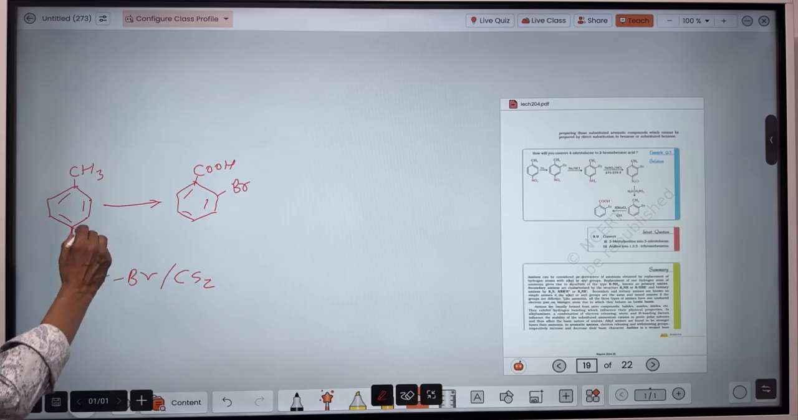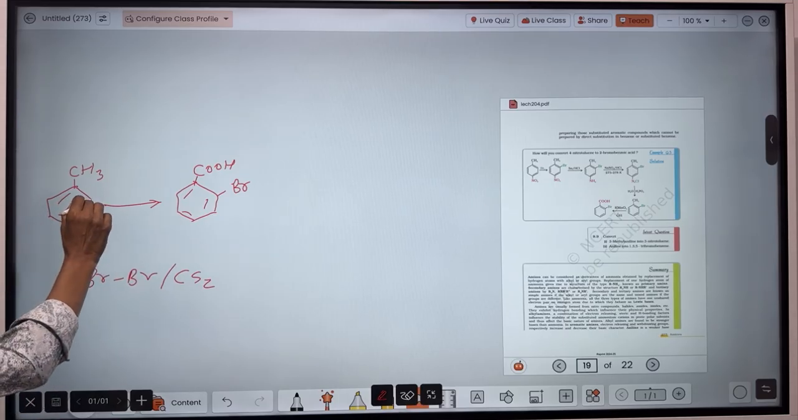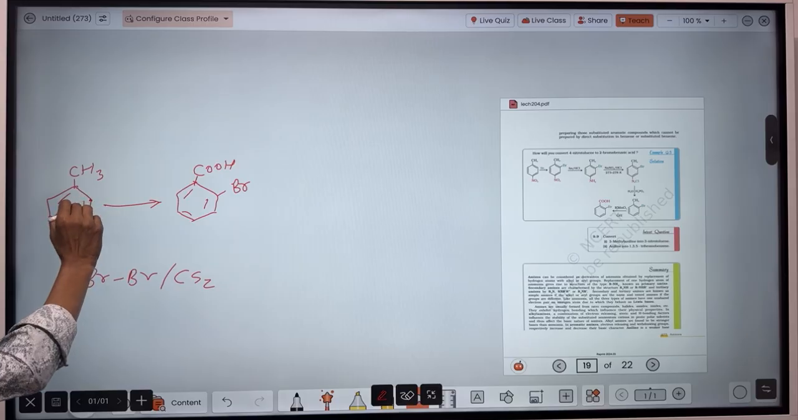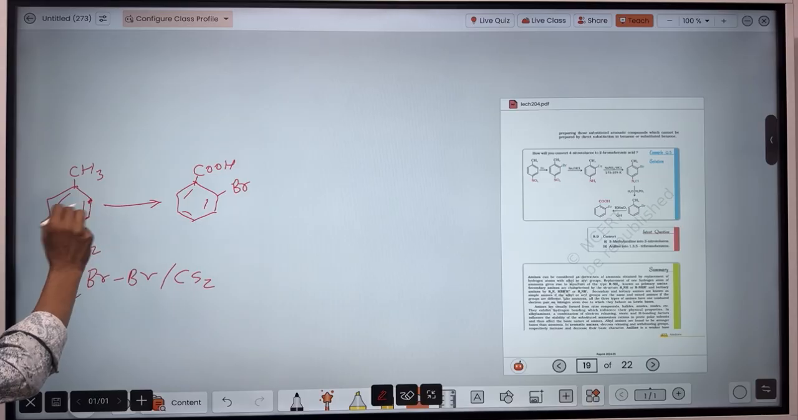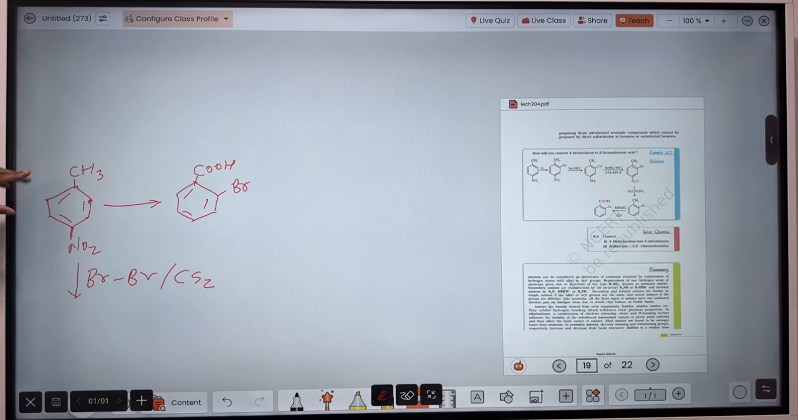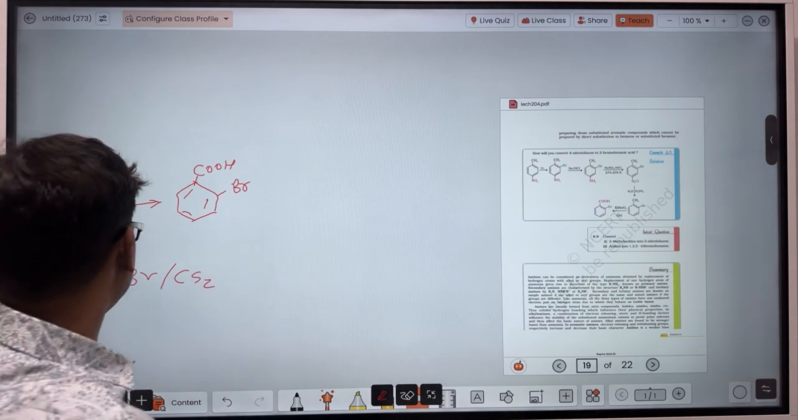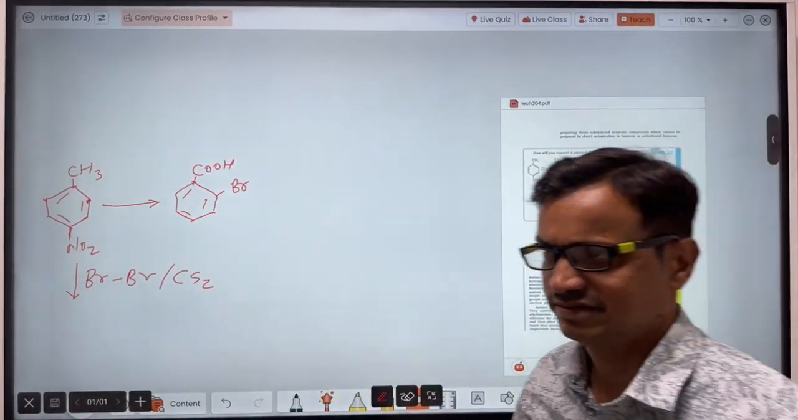So let's see about this carbon here. This is meta, so CH3 will not direct to this position. This position is ortho with respect to CH3 and meta with respect to NO2. So bromine will get bonded to this one, same as to this carbon. Bromine attached to this carbon or to this carbon, the same compound will be formed.